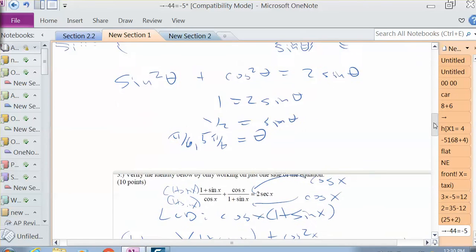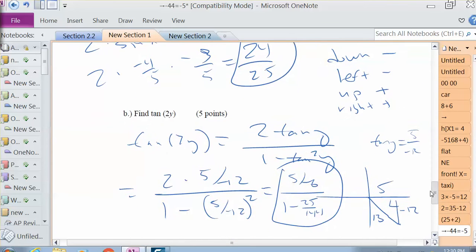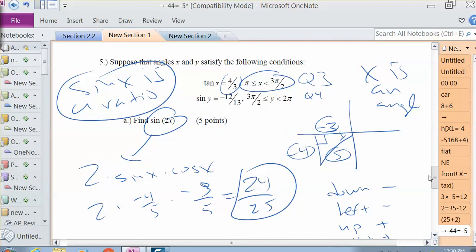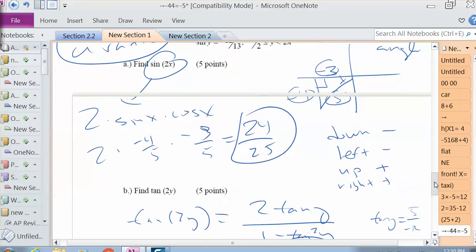We're going to do a lot of problems like this in class tomorrow, especially these problems here. These are super easy problems. Tan x equals 4/3, sine y equals negative 12/13. We did it recently. There's no excuse why you guys can't get this. I know you guys can do it. So we're going to work on it tomorrow, retest Thursday, then move on.